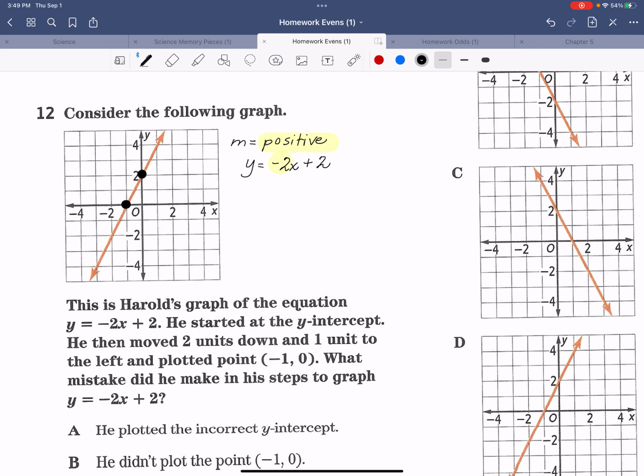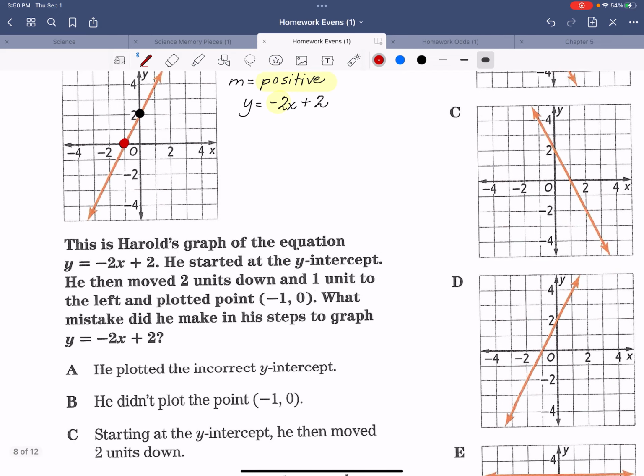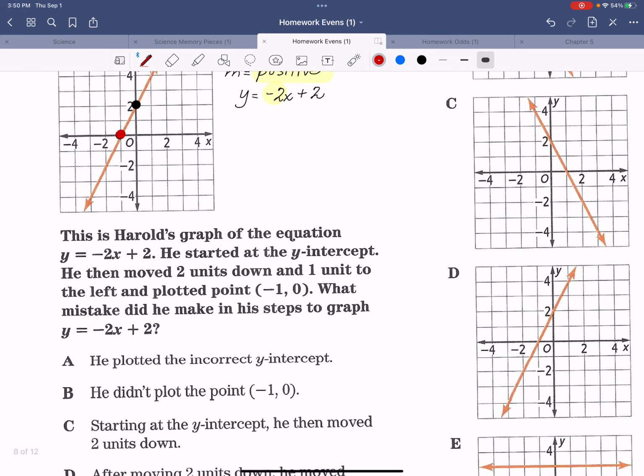Then he moved 2 units down and 1 unit to the left and plotted the point negative 1, 0. So negative 1, 0. Okay, that's this one that we already plotted. What mistake did he make in his steps to graph y equals negative 2x plus 2? He plotted the incorrect y-intercept. He didn't plot the point negative 1, 0. That's just a false statement because it said that he did.